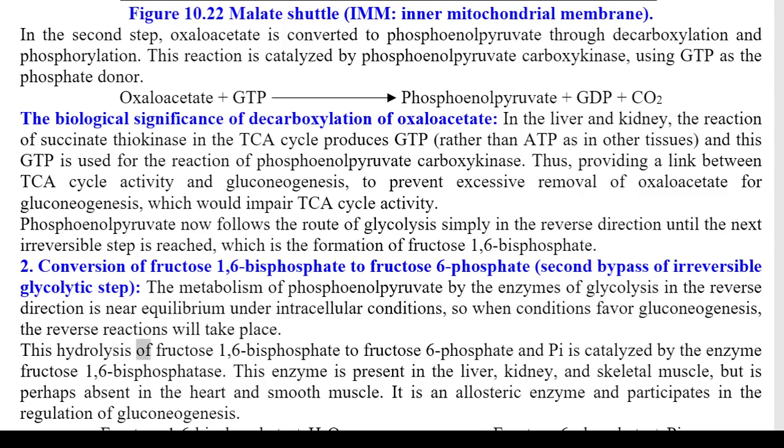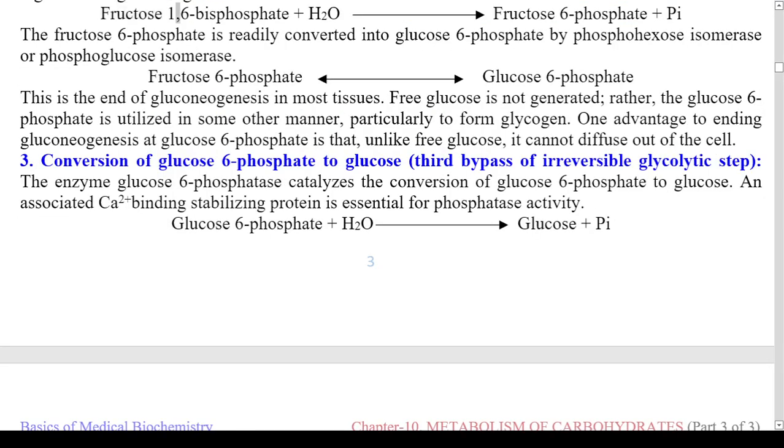This hydrolysis of fructose 1,6-bisphosphate to fructose 6-phosphate and Pi is catalyzed by the enzyme fructose 1,6-bisphosphatase. This enzyme is present in the liver, kidney, and skeletal muscle, but is perhaps absent in the heart and smooth muscle. It is an allosteric enzyme and participates in the regulation of gluconeogenesis. Fructose 1,6-bisphosphate plus H2O, fructose 6-phosphate plus Pi.